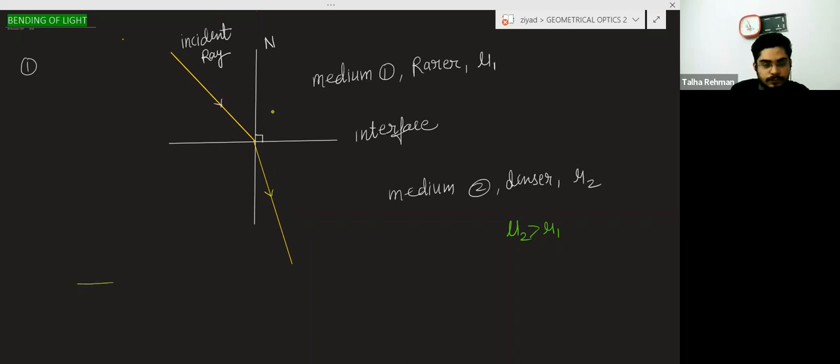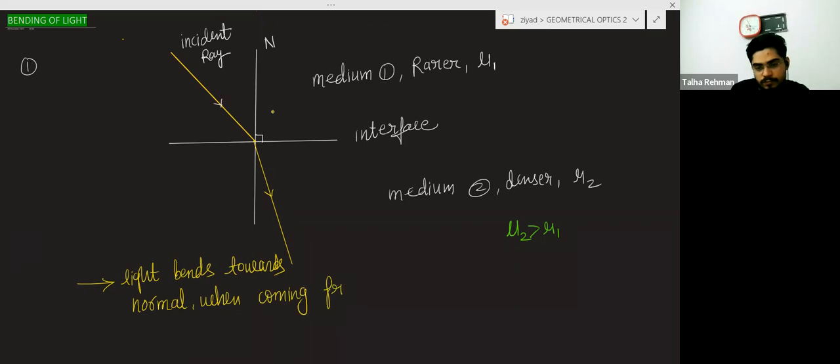So you can write: light bends towards the normal when coming from a rarer to a denser medium.